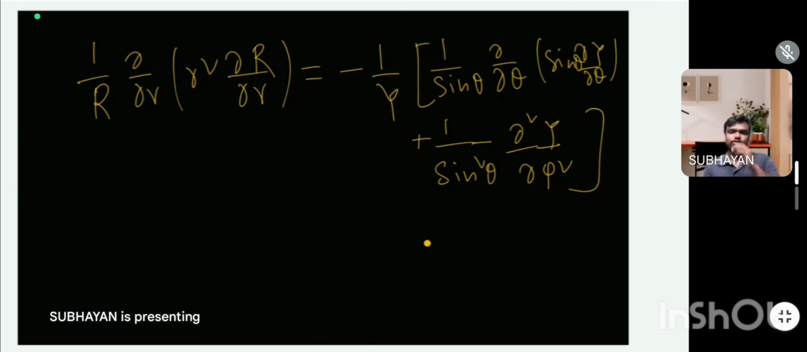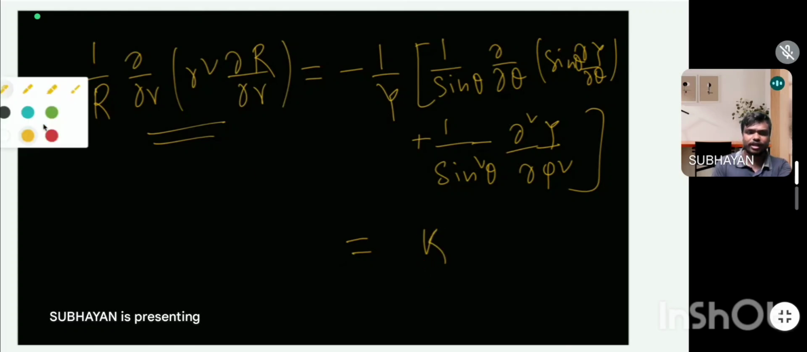So this portion is completely dependent on r only. This is the radial portion, and this is completely dependent on theta and phi, but they both are equal. So you can equate them with a constant, and suppose I am taking it as k.